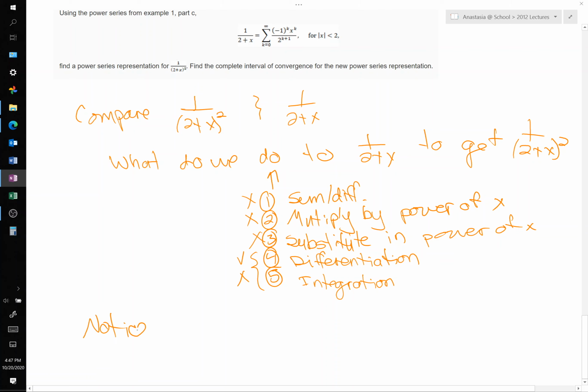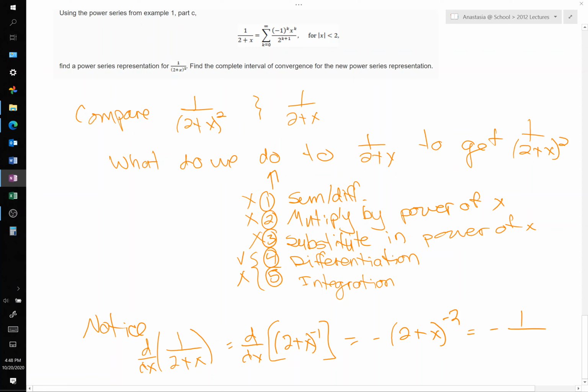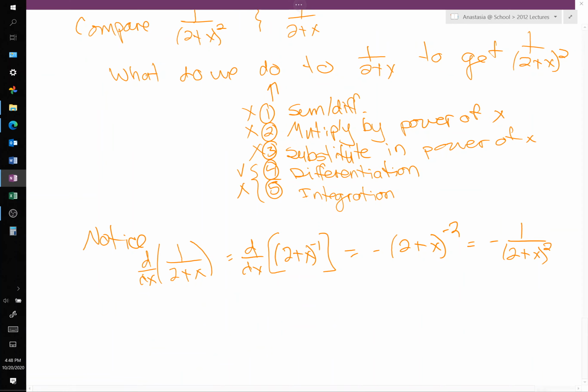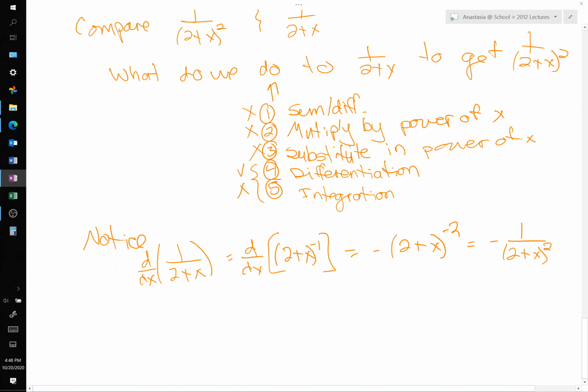So let's notice that the derivative with respect to x of 1 over 2 plus x, we would write that as 2 plus x to the negative 1. So when we differentiate, we get negative 2 plus x to the negative 2. Derivative of the inside is 1, so we just have negative 1 over 2 plus x squared. So we want to come up with a power series for this. We need to account for that. The way that we're going to do that is by changing the sign for both.